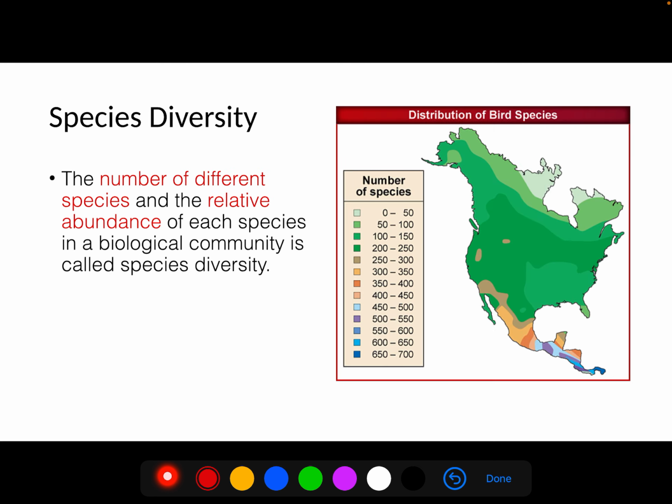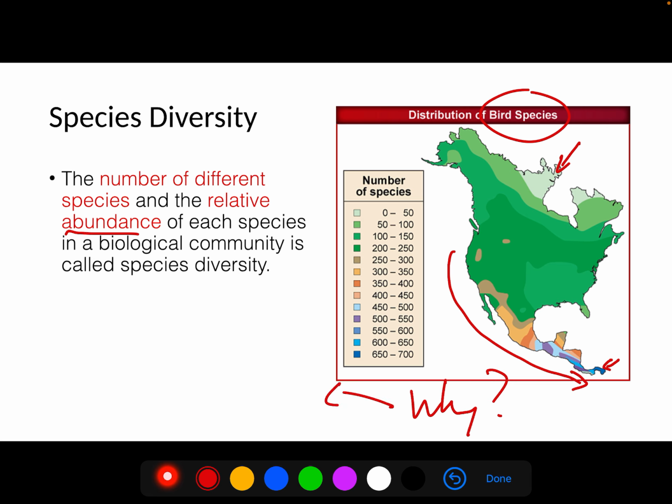Species diversity is the number of species and relative abundance of each species in a biological community. So you can see right here, number of bird species, not very many, way far up north, right? But as you travel down south towards the equator, we're talking a ton in Central America, okay? And so you could start asking yourself some questions like, why is that the case? Hopefully you get to some sort of responses involving climate and resources.